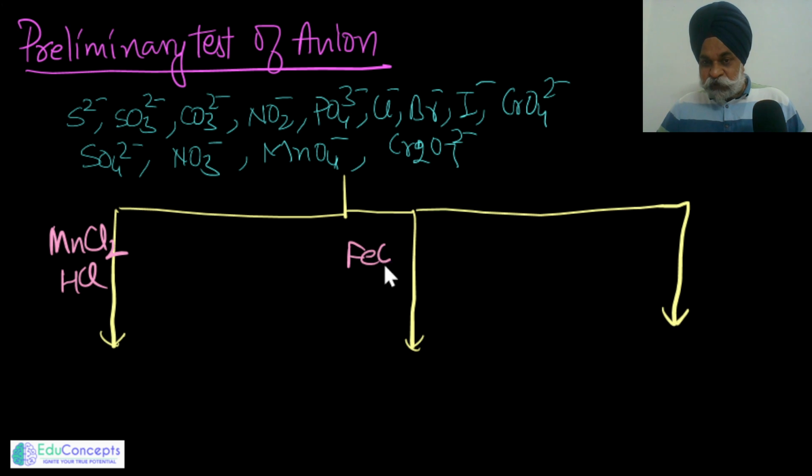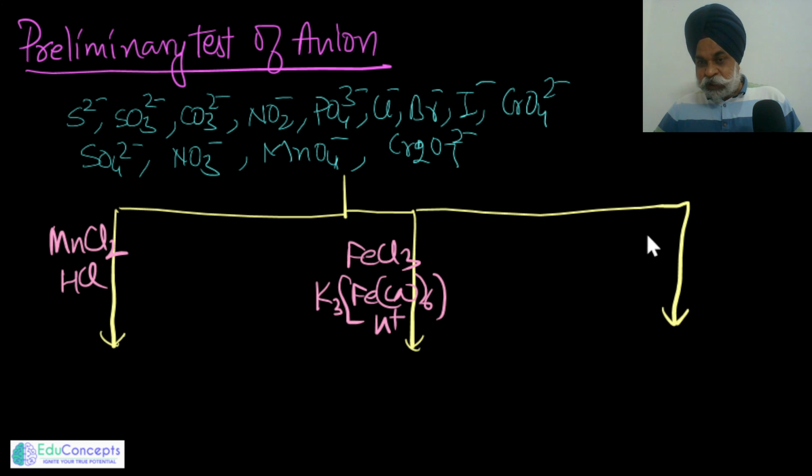Here I would add ferric chloride along with K3[Fe(CN)6] and a bit of acid. And lastly, I would add concentrated sulfuric acid. These are the three things which I will do on a preliminary basis.